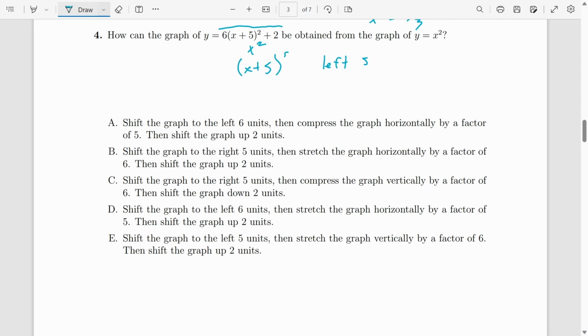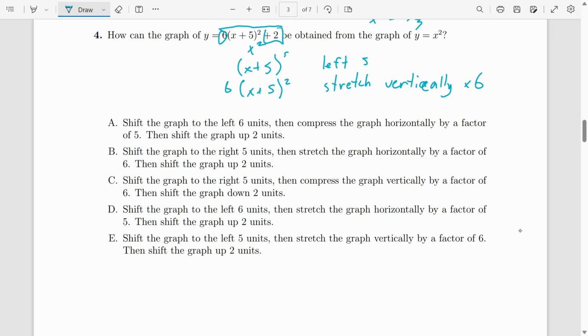Looks like their next course of action is this 6 out here. It multiplies the whole thing by 6. So this is now 6 times x plus 5 squared. Since this 6 is on the outside of the square, it means it's acting vertically. Usually things on the outside act vertically. Actually, no, not sometimes, always. When you have things that are on the outside of the square or outside of the exponent or whatever it is, it's vertical. So this is going to stretch it vertically by a factor of 6.